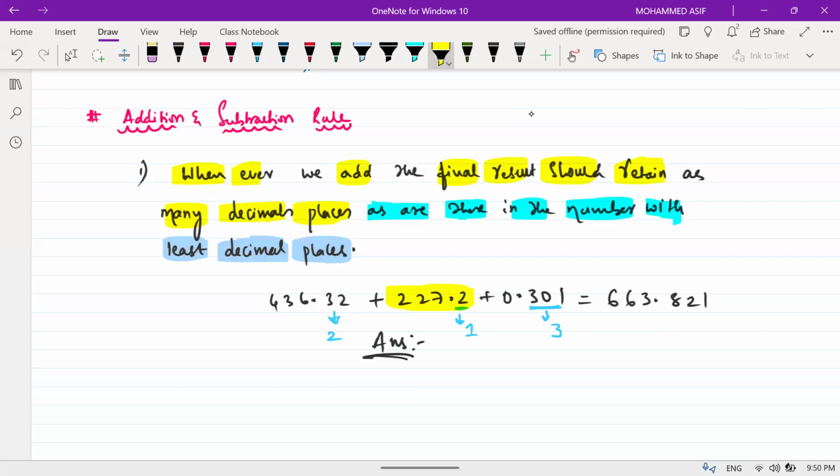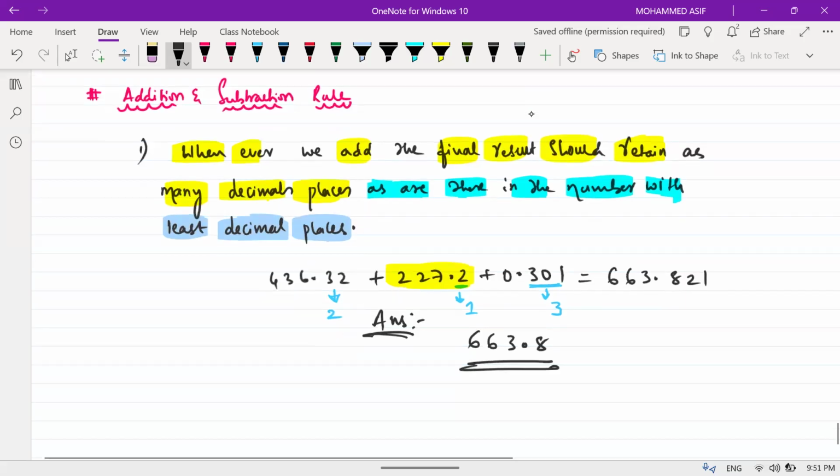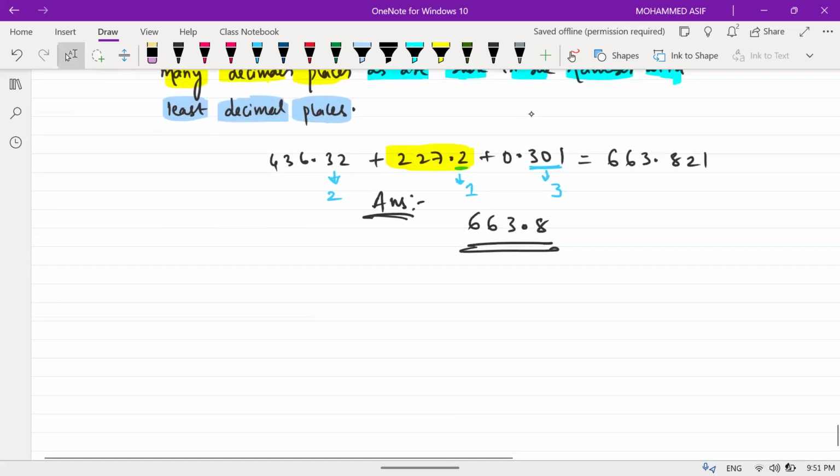227.2. That means your answer should also have only 1 place after decimal. That means it will round off to 663.8. This will be the answer. Am I clear? Yes, sir. समझ में आया? Whenever you add numbers, the result should retain as many decimal places as there are in the number with the least decimal places. Am I clear? I hope everyone got it. Yes, sir.